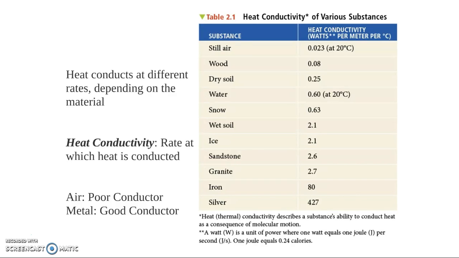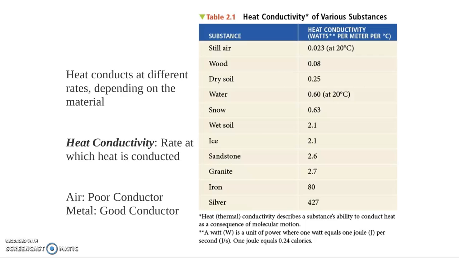A good example to demonstrate heat conductivity is cooking. When we cook, sometimes we use metal spoons, but sometimes we use wood spoons. Often we use wood because, as you can see here, wood has a very low conductivity. Having such a low conductivity, it takes a long time for heat to transfer molecule to molecule through a wooden spoon.